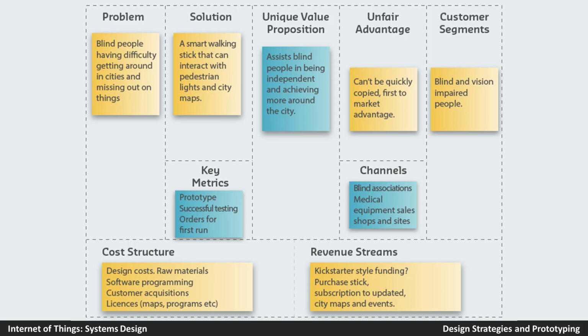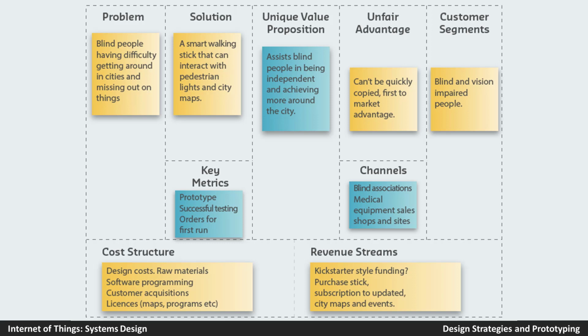And then what are the key metrics? So prototype, successful testing, and orders for the first run. So that will be the key success criteria for the business plan. However, I think it would have been better if you could include a little bit more metrics, such as how do you know whether this smart stick is working? So what are the parameters that you determine that this stick is meaningful and helpful for blind people?